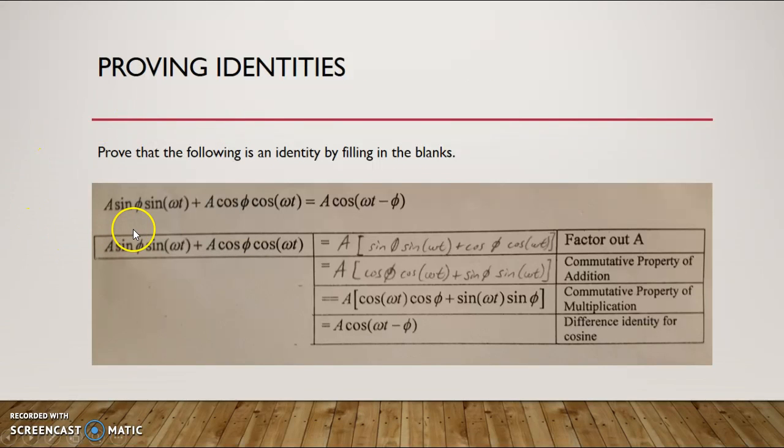Proving identities: this is really the form of the first function we created for the situation, and this is the cosine terms, the same version of that function. So we factor out our amplitude, using the commutative property of addition and multiplication, which is the ability to move the operands in a calculation. 5 plus 3 is 8, 3 plus 5 is 8, 5 times 3 is 15, 3 times 5 is 15. So the property still applies, and then we apply our difference identity for cosine.